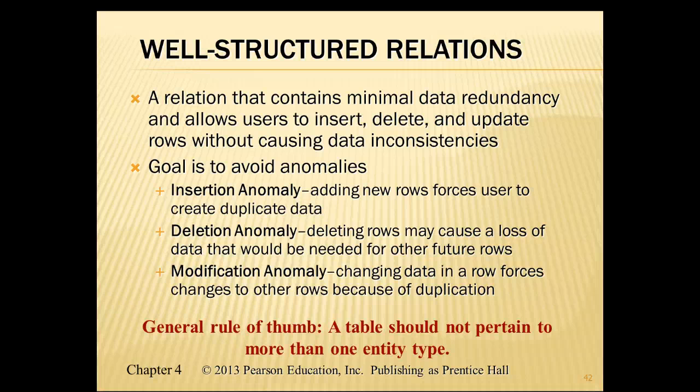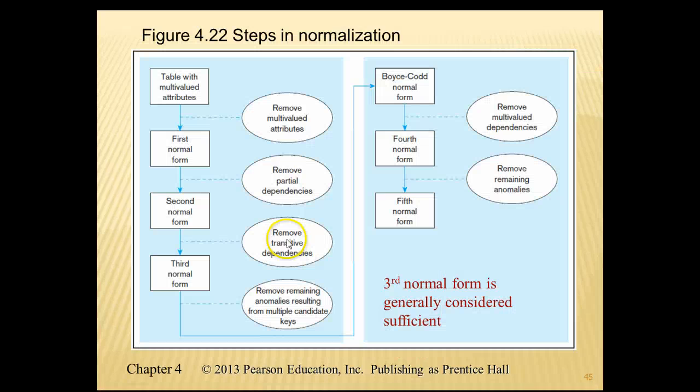And now this slide indicates that a general rule of thumb is a table should not pertain to more than one entity type, and that gets into, we talked briefly about the ternary relationships when we were doing our entity relationship models. That is almost never seen, but when it is, you of course have to create an associative entity that generates a new relation or more, and get rid of that. So just stay away from that.